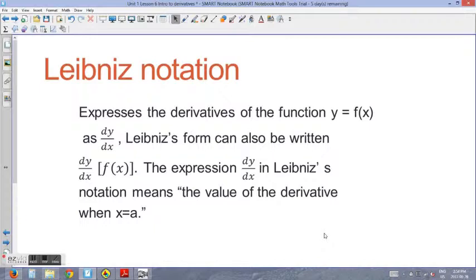Leibniz's form can also be written as dy by dx, f at x, evaluated at x equals a. I couldn't do it with my equation writer. That means that the expression dy by dx in Leibniz's notation means the value of the derivative when x is equal to a. So that's when it's evaluated.